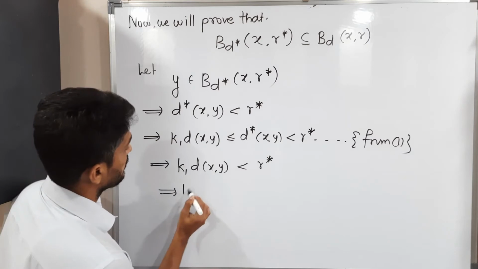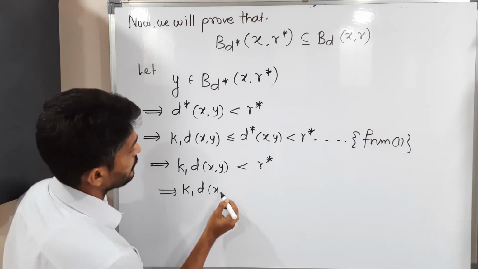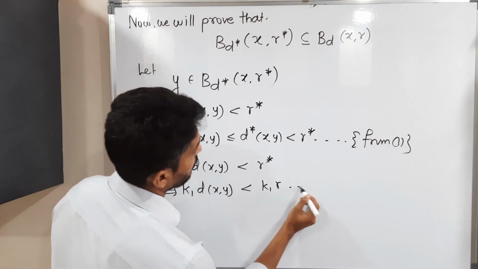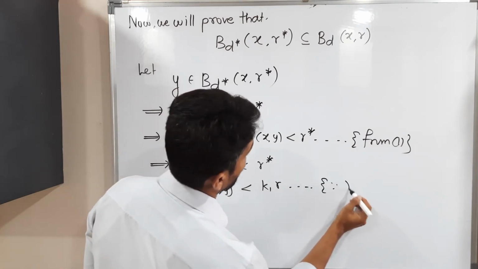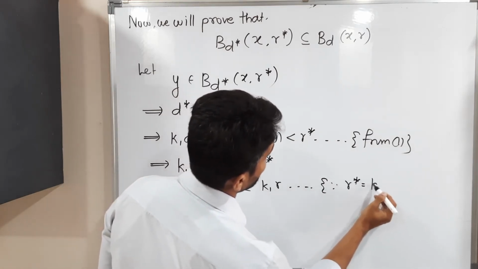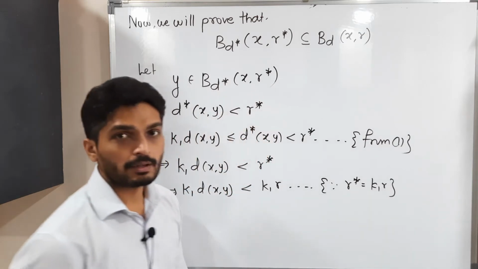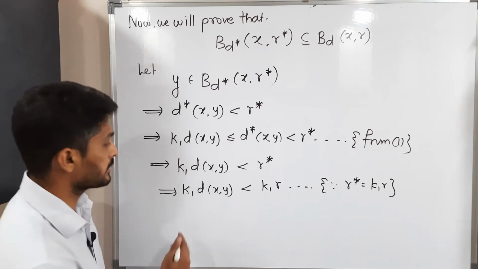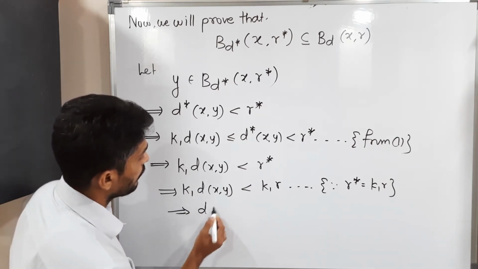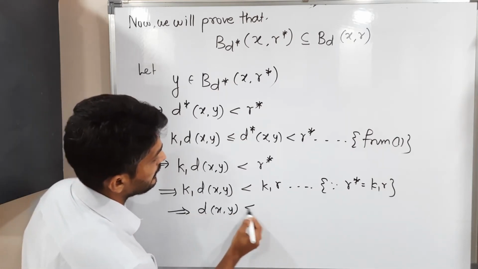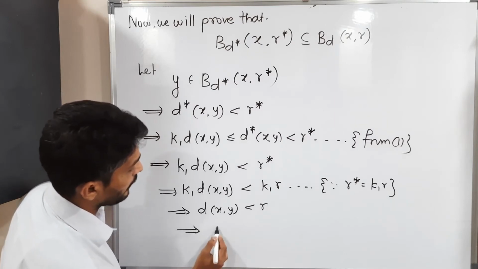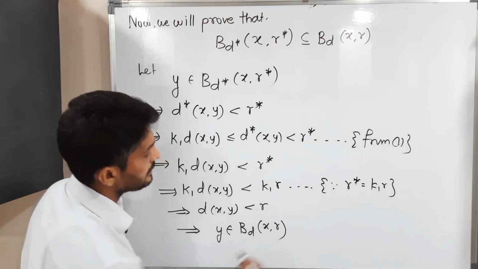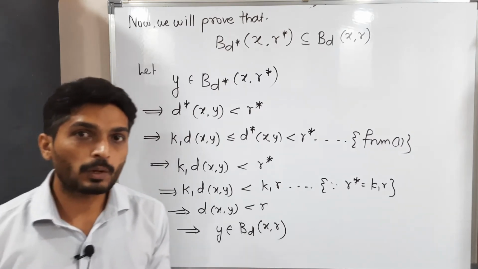So this implies K1 D of xy is less than r star, which means K1 r. Since the definition of r star is K1 r, this is our choice of r star, right? So what will happen? K1 we can cancel from both sides. Therefore D of xy is less than r. So y belongs to the open ball with center x and radius r. The distance between x and y is less than r.